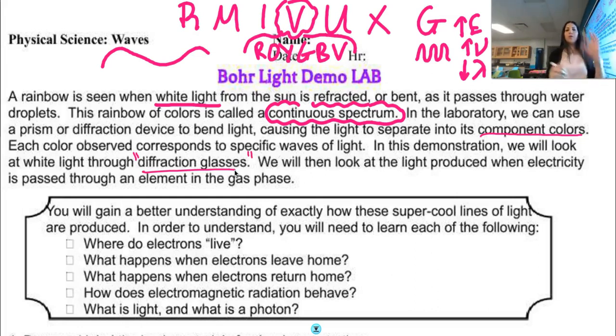Okay, so what are some of the things that we're going to be talking about? Where do electrons live? Kind of reviewing some of the stuff that we talked about at the beginning of the semester. What happens when electrons leave what we're calling home, or where they originally were? What happens when electrons return home? They're going to come back. How does electromagnetic radiation behave? And what is light, and what is a photon? So those are some of the things that we're going to end up talking about here.